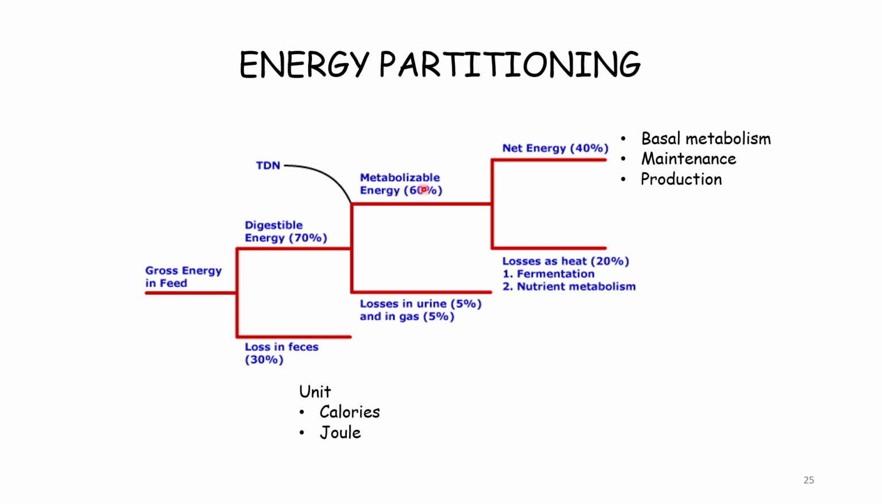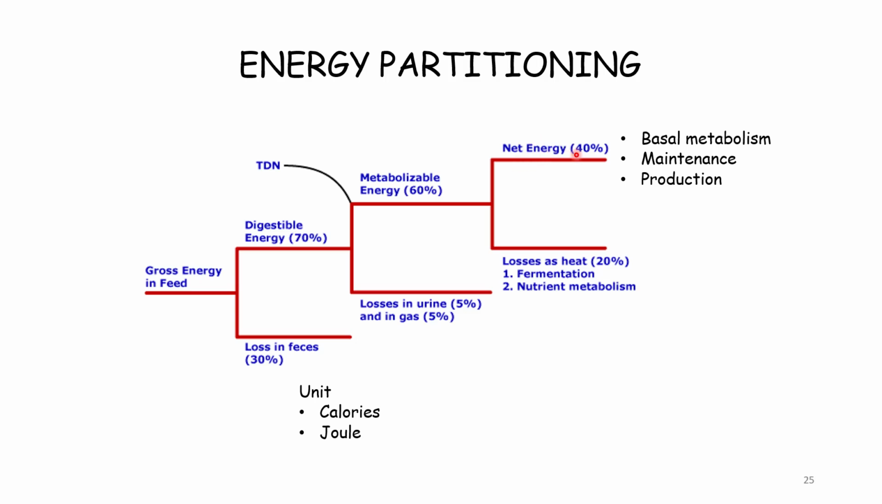That 60% we call metabolizable energy. This metabolizable energy is also sometimes lost as heat increment because of the fermentation inside the body. They need to do chemical reactions and nutrient metabolism, so about 20% of energy is lost. So 60 minus 20, we get 40%. That 40% we call net energy.